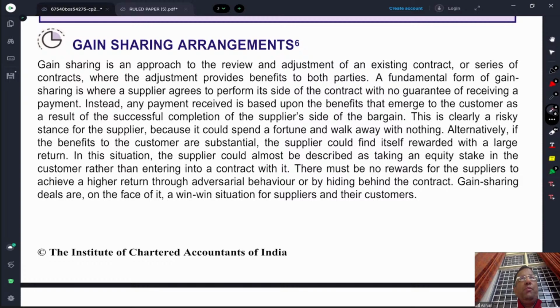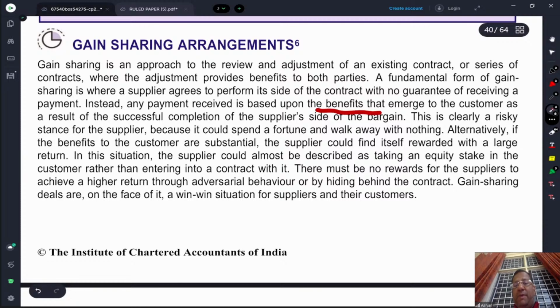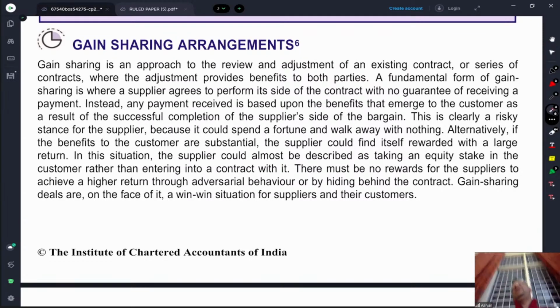Second point, if the commitment is not fulfilled by the supplier, whether the supplier will get 90 lakh rupees, yes or no. Most of the students say, sir, if the supplier has fulfilled its side of the bargain and the customer has been benefited, this is very, very important, then the supplier will receive the full 90 lakh rupee payment. If it is not, the supplier will not receive any payment. This is not the correct interpretation of this gain sharing arrangement.